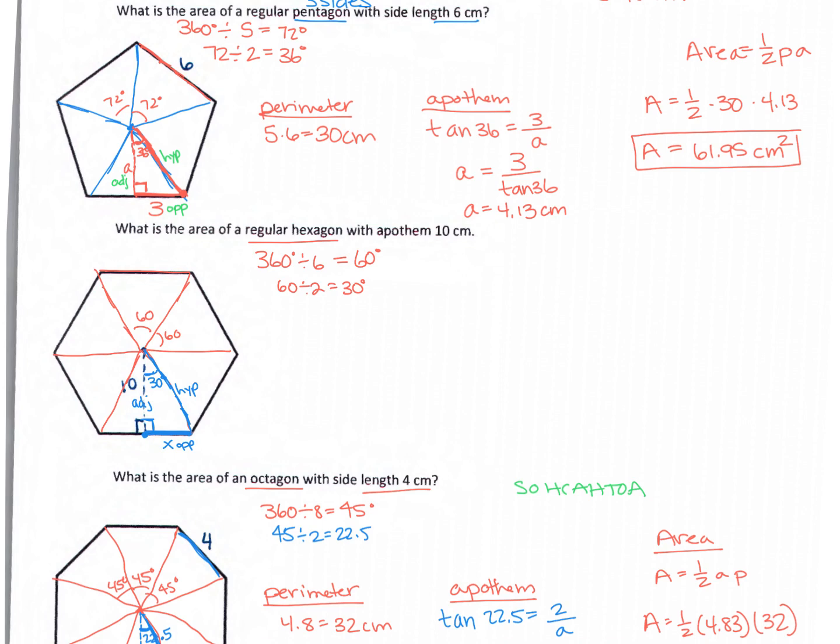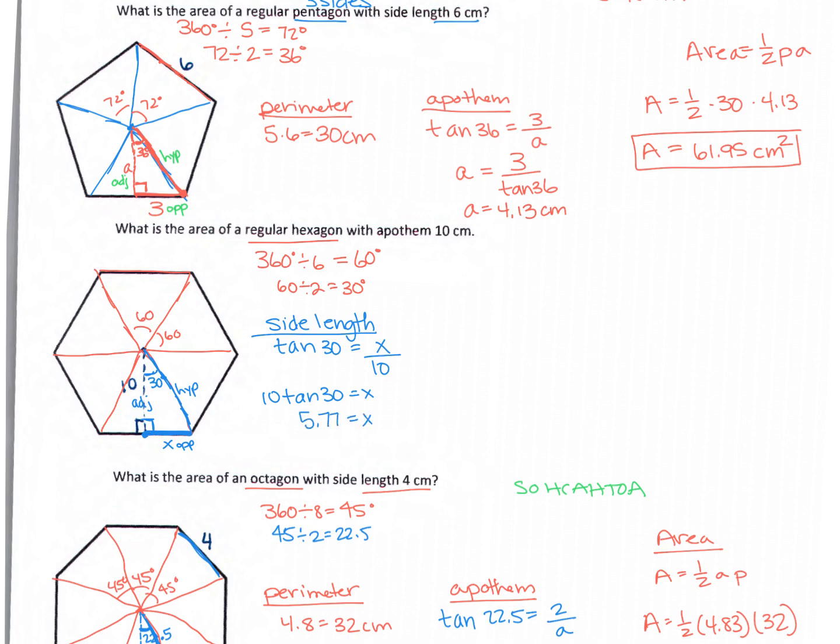So this is going to be another tangent equation. So tangent of, and this is helping me calculate my side length. That's what I need. So tangent of this 30 equals opposite x over adjacent 10. Multiply both sides by 10. I get 10 times tangent 30 equals x. When I do that math, I get 5.77 equals x.